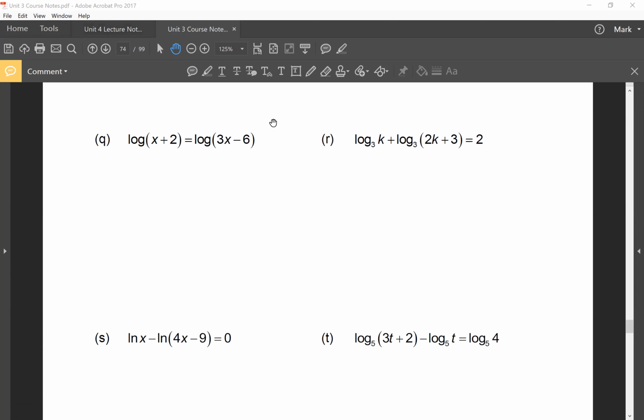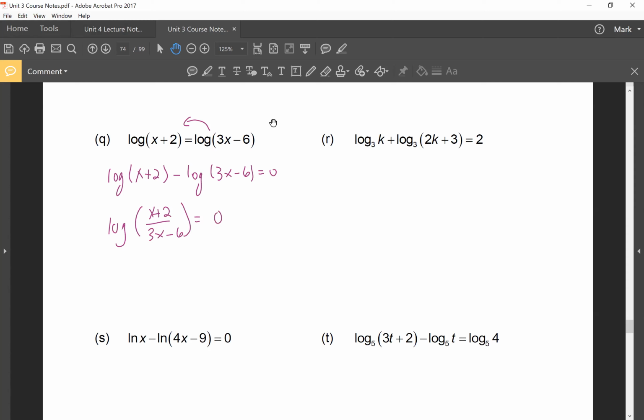Okay, sorry about that. So, first, this one's kind of easy. This is like one of the first examples that we did. All you have to do is move the two logarithms to the same side and solve them that way. So log(x + 2) minus log(3x - 6) equals 0. And then we can divide. Remember that log is base 10. So (x + 2) over (3x - 6) equals 0.